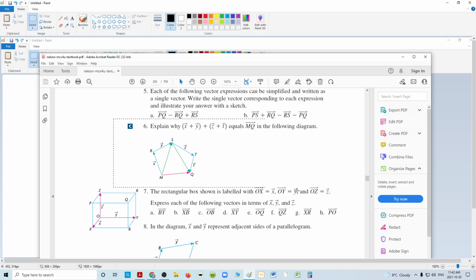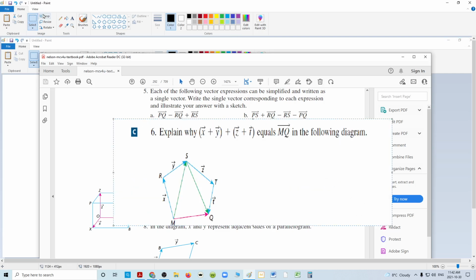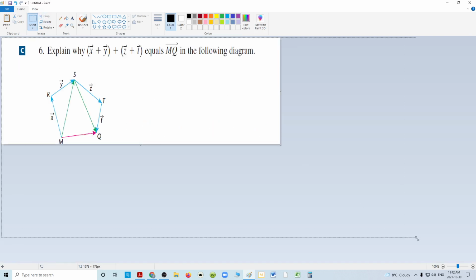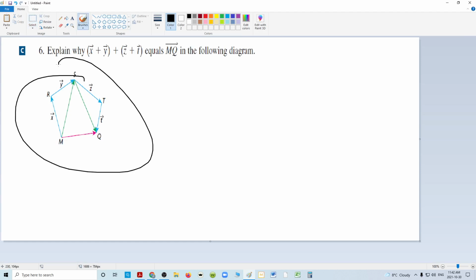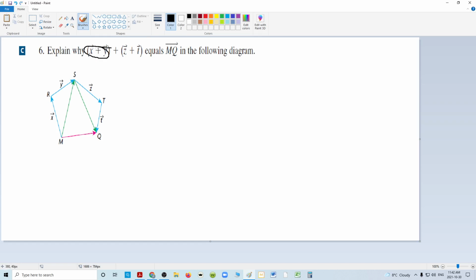Sometimes even these visually throw me, because I forget my rules for polygons. Why does the line graph x plus y plus z plus t equal this red line? I don't quite know why they're asking that. Because we're adding all the vectors together and it ends back up.